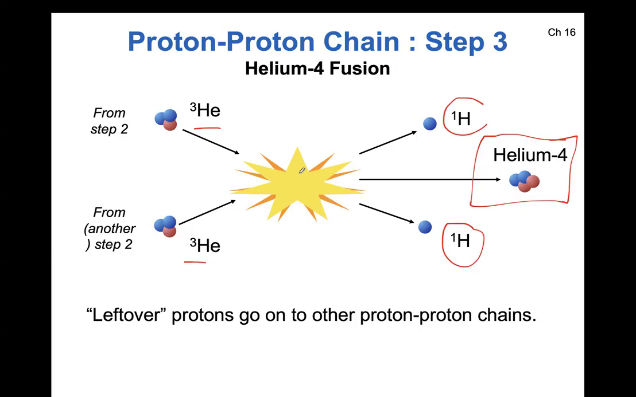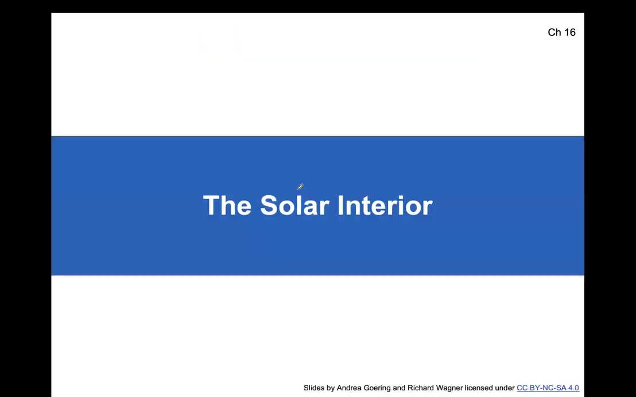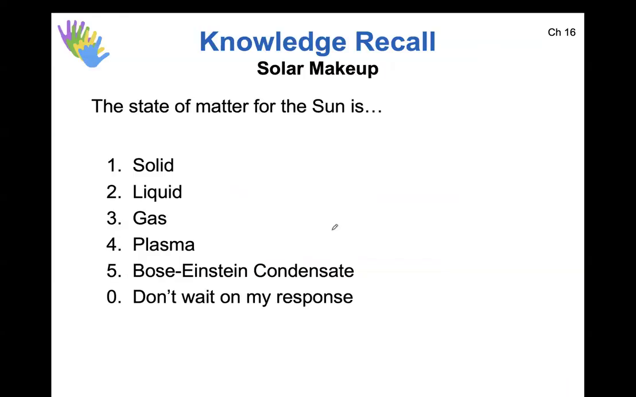Okay. Well, let's move right on to the solar interior. So now that we've established where the energy comes from, where the heat comes from, let's talk more about the structure and the balance inside of the sun. So, what do we know about the state of matter inside the sun? What is it? Solid, liquid, gas, plasma, Bose-Einstein condensate?